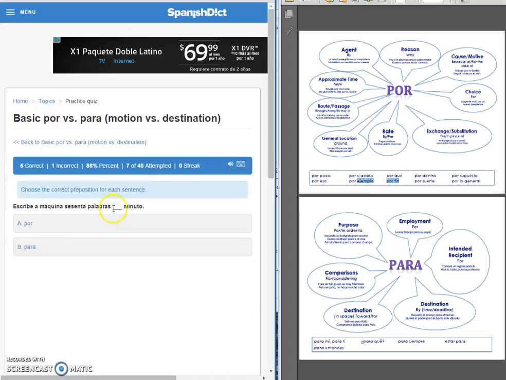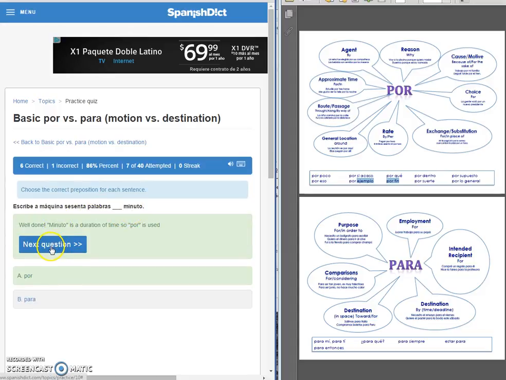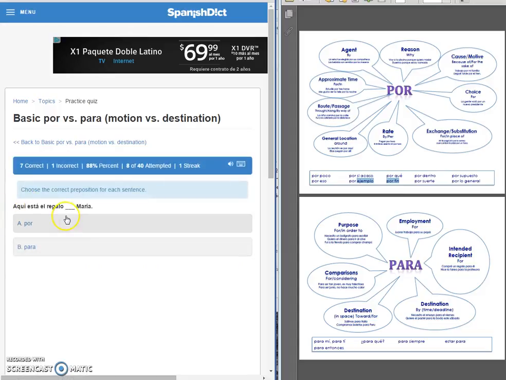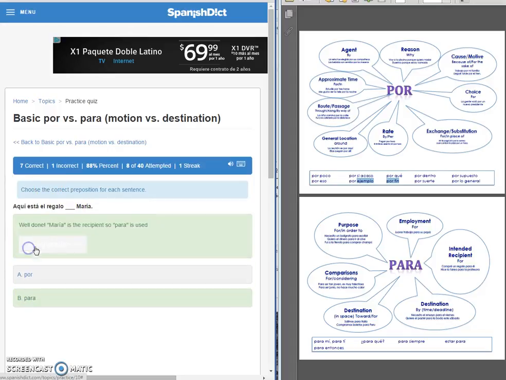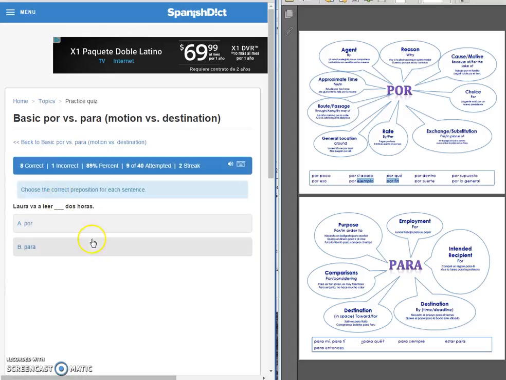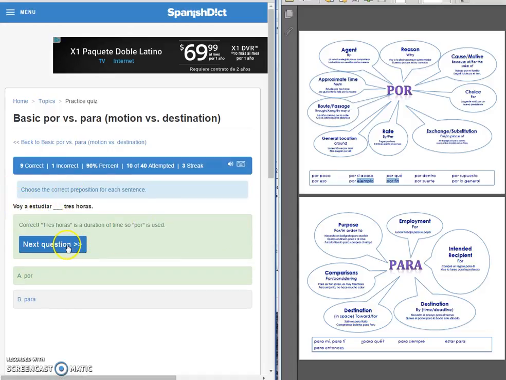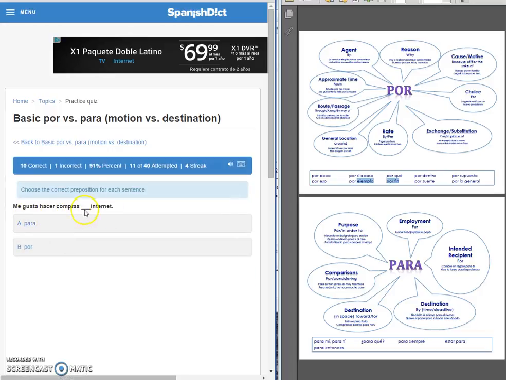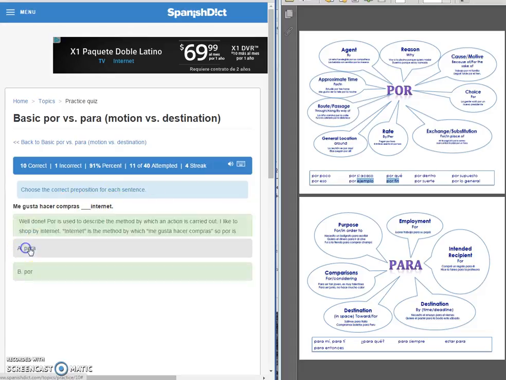Escribe a máquina 60 palabras por minuto. That's a rate. Aquí está el regalo para María. That's the gift for María. The vacation one doesn't make sense. Laura va a leer for how long? Duration of time? 2 horas. Choose the correct preposition for each sentence. Voy a estudiar por 3 horas. Again. Me gusta hacer compras. So I like to shop on the internet. Does that make sense? So that's my mode of getting something done. So it's going to be por internet.